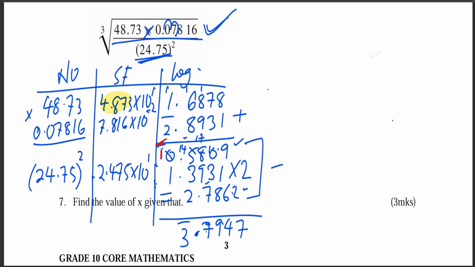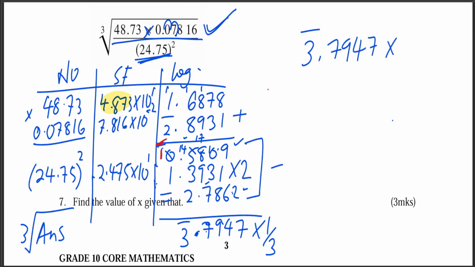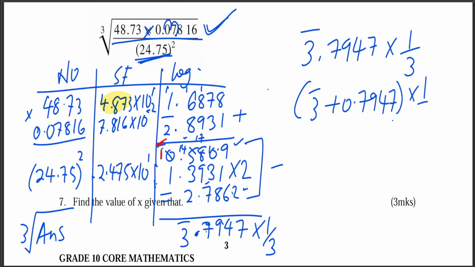Now the final answer after multiplication and division is supposed to be cube rooted, in which the side of the log should be times a third. That you're taking bar 3.7947 times that, which is very simple. So you write bar 3 plus 0.7947 times a third, bar 3 multiplied by 1 over 3, and this also should be multiplied by 1 over 3.